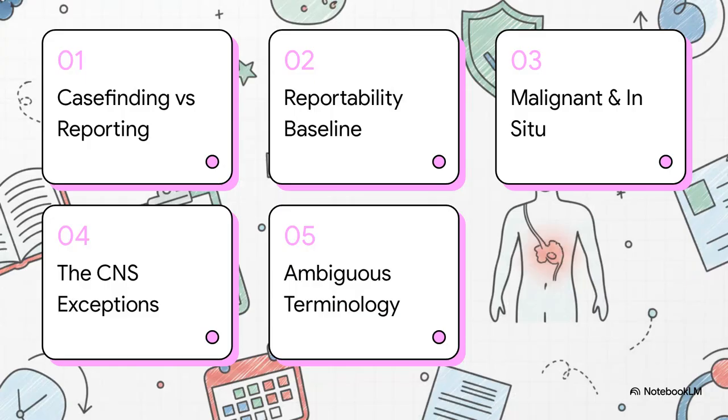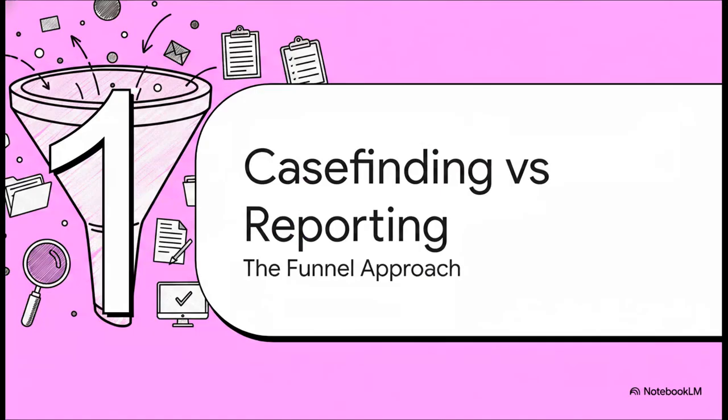Here's our roadmap for today. We're going to cover 1. Case finding versus reporting, 2. The reportability baseline, 3. Malignant and in situ rules, 4. The tricky CNS exceptions, and finally, 5. Decoding ambiguous terminology. Okay, let's dive right into this with Section 1, Case Finding versus Reporting.